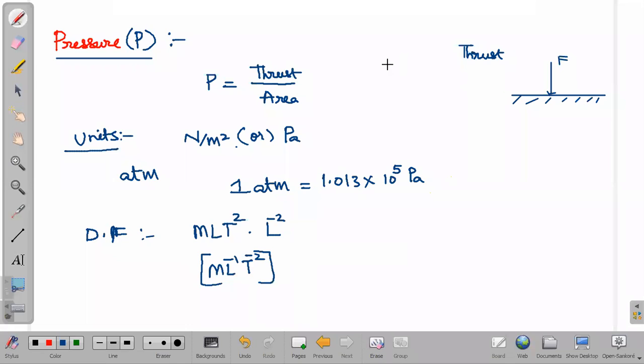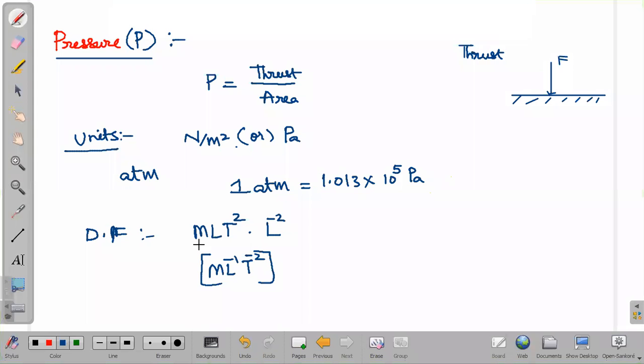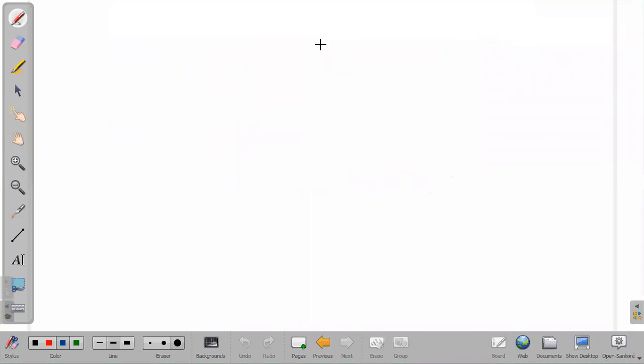Next, we will go with what is meant by density. So that is about pressure, and we will move to the next concept, density. What we define as density is mass density. Density is defined as the ratio of mass and volume.